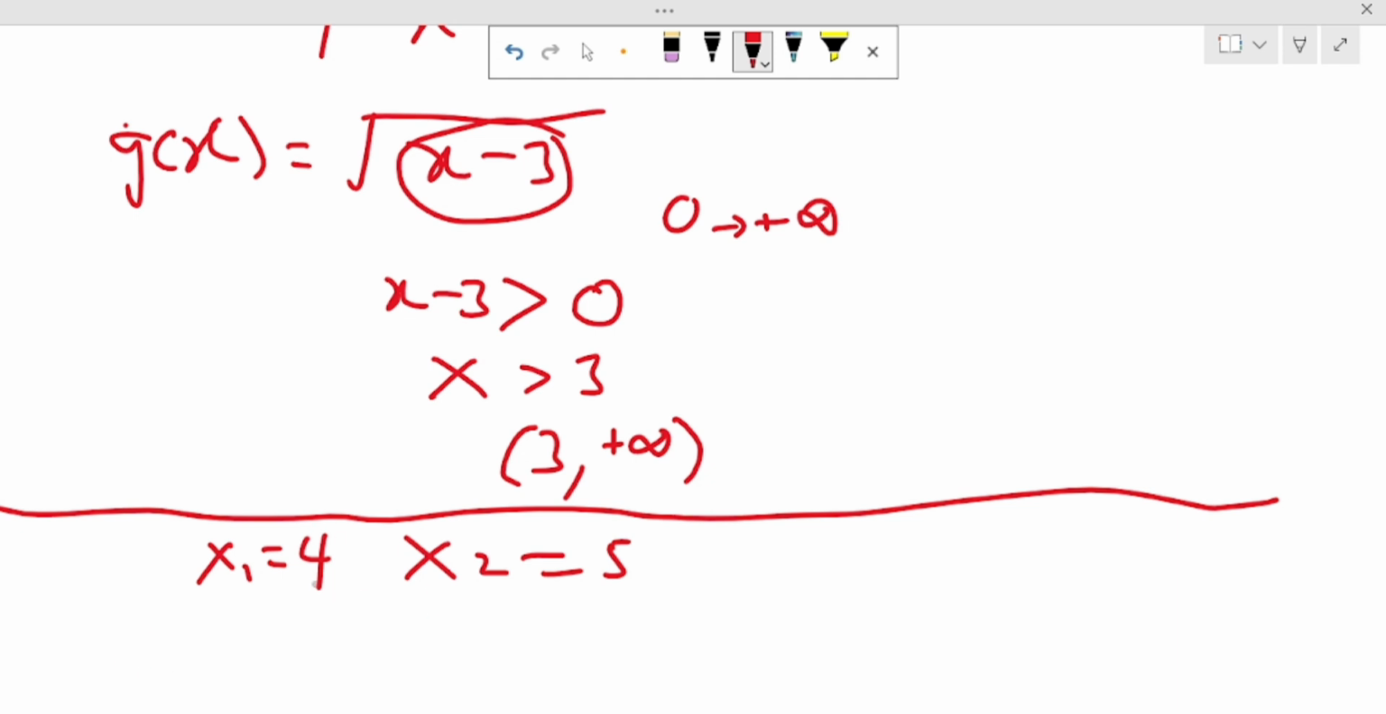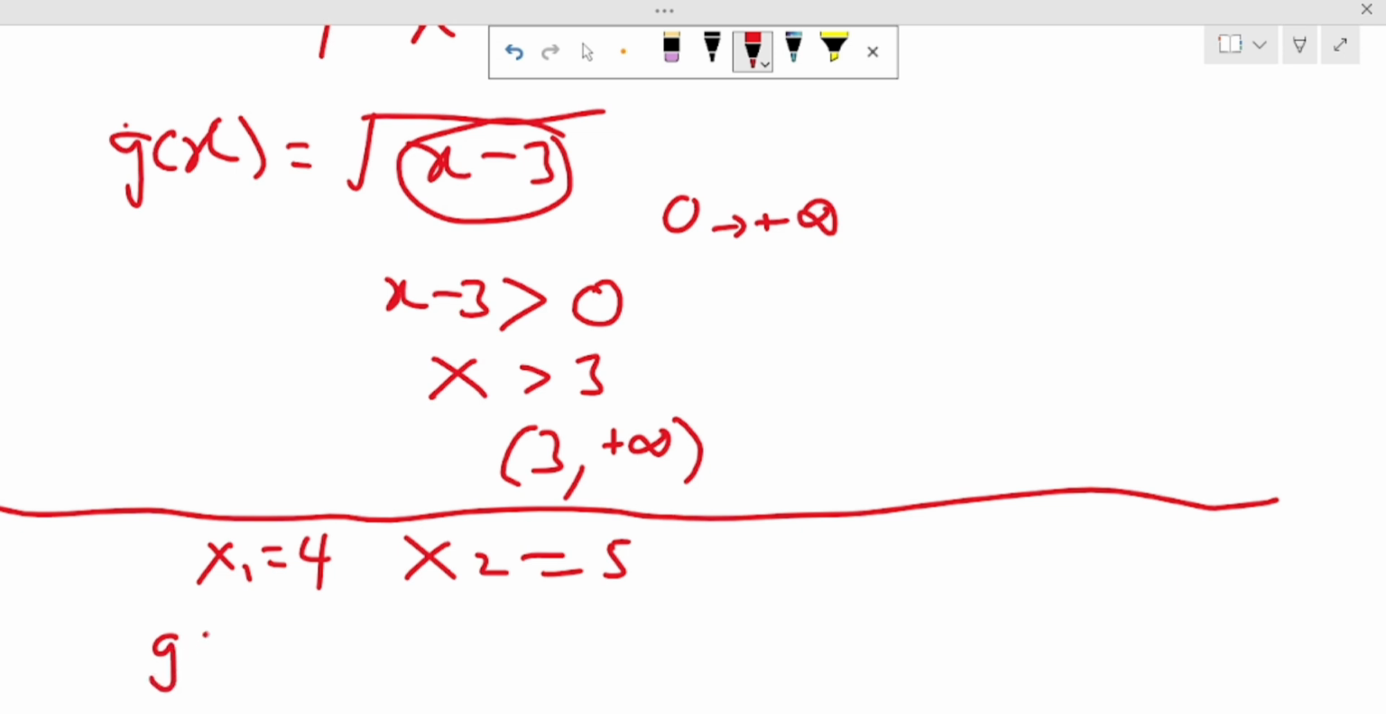For this to be an increasing function, when I put 4 into this function and evaluate it, and I also put 5 into this function and evaluate it, the one with 5 should be greater than the one with 4. If that is so, then the function is increasing. But if the one with 4 is greater than the one with 5, then the function is a decreasing function. So let's see whether this function is an increasing or decreasing function.